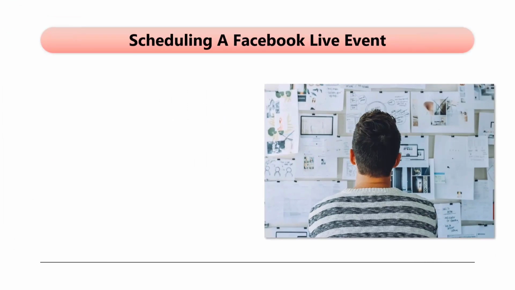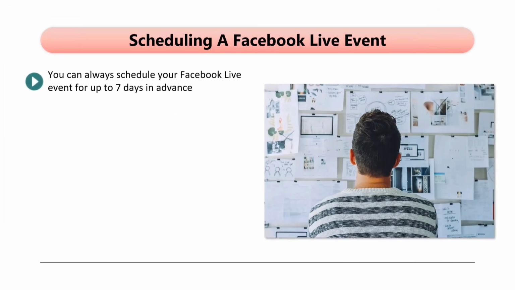Scheduling a Facebook Live event. You can always schedule your Facebook Live event for up to 7 days in advance. Navigate to Publishing Tools and then select Video Library, and after this, hit Live.